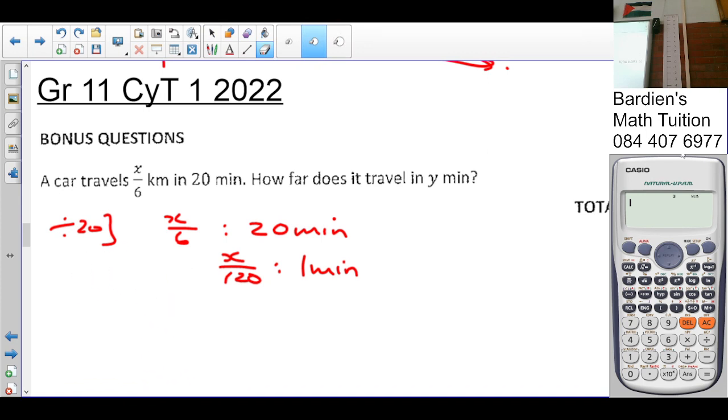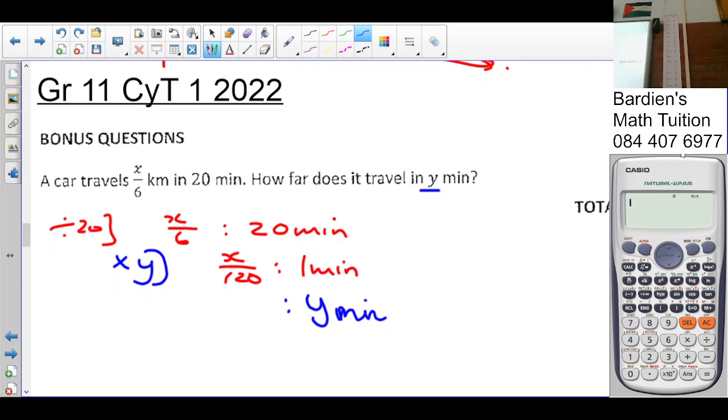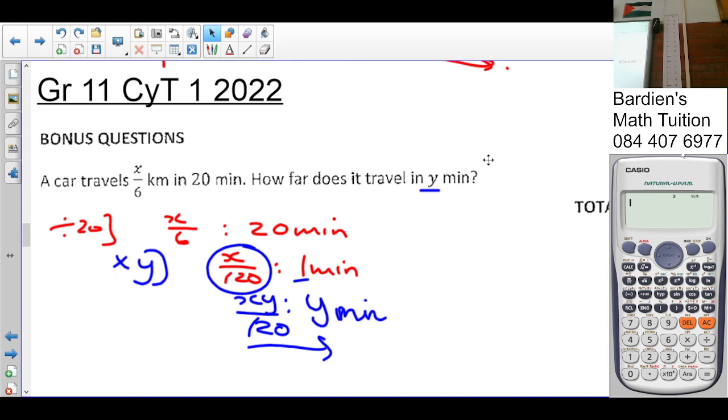You see that, people? But the question is, how far does it travel in y minutes? So, you get y minutes. How do I get y minutes? I must multiply this line by y. You get the y here, not so. If I multiply this bracket by y, it's going to be xy over 120. So that's your answer. xy over 120. Who got that answer? Nice.